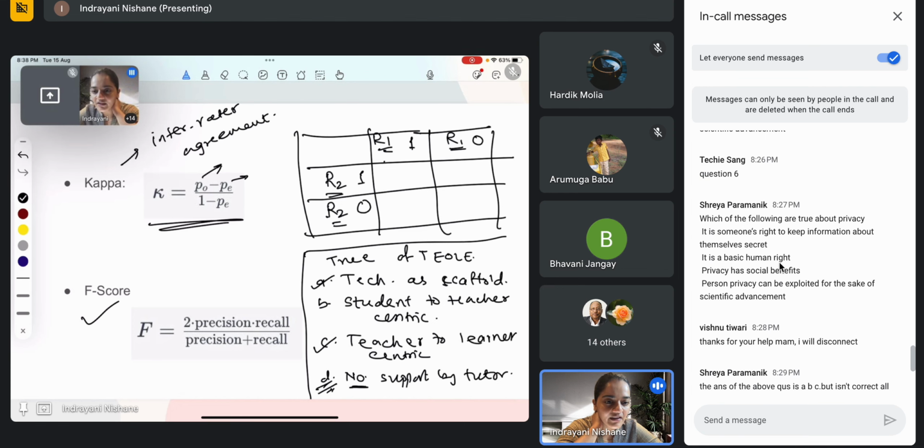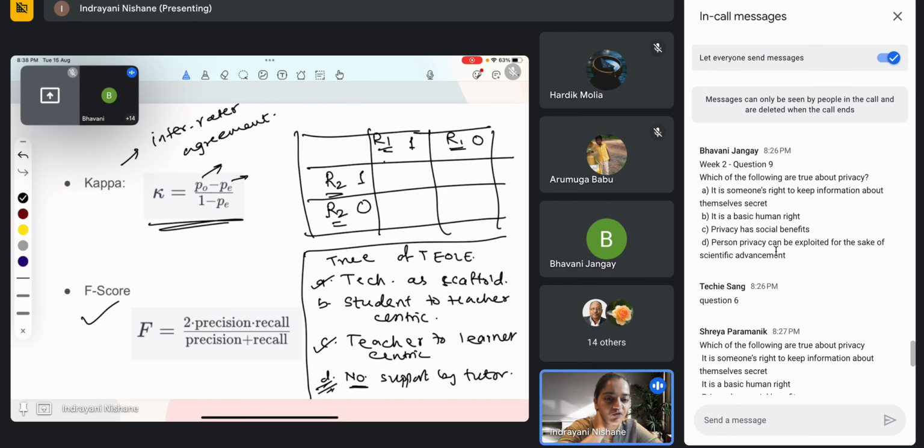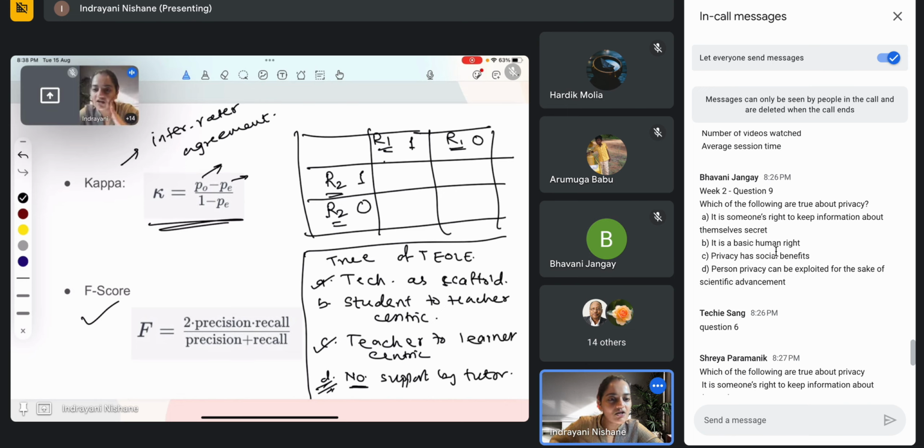I've been getting question 9 a lot, week 2 question 9. So I will jump to question 9. Which of the following are true about privacy? We discussed data privacy and ethics last week, so hopefully this should not be difficult. Option A says it's someone's right to keep information about themselves correct. It is a basic human right. Privacy has social benefits, and a person's privacy can be exploited for the sake of scientific advancement. So which of the following are true, do you think?